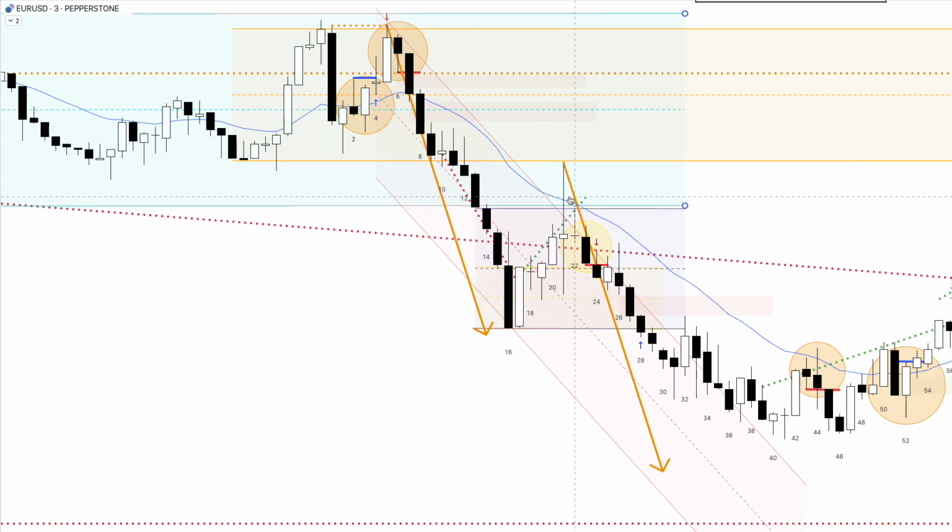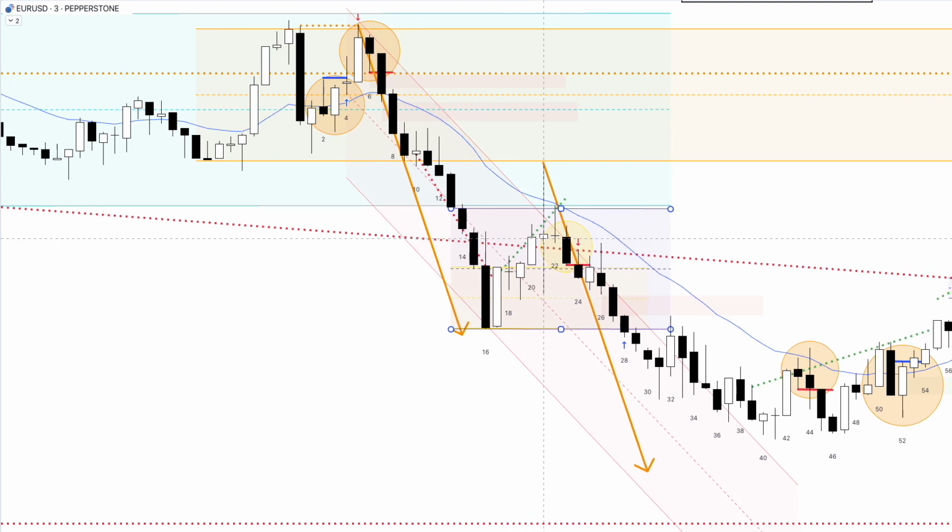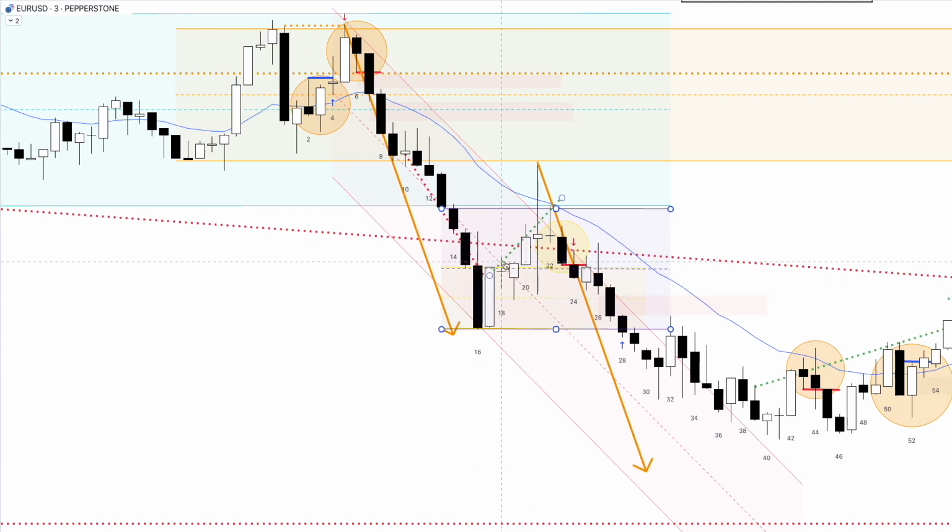So maybe you're going to come back up and test there as well. So a lot of times I'll draw another range all the way down to the lows, expecting this bigger range to also play out. And that's exactly what happened. So we ended up channeling up here.